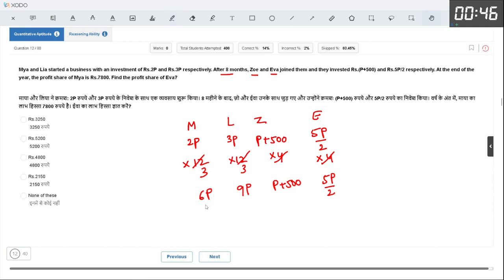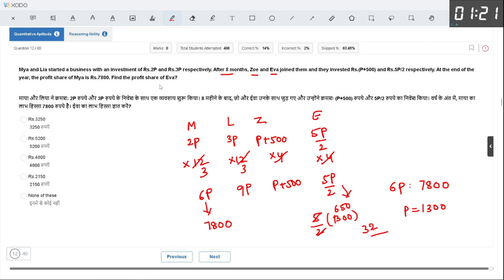So the profit of Maya is this. Profit is 7,800, right? 6p profit, 6p is 7,800. What will p become? 1,300. So what will this become? 1,300 means 5, 2, 12, 50. 55s are 3,250, because they asked for the profit share of Eva. 150, right?